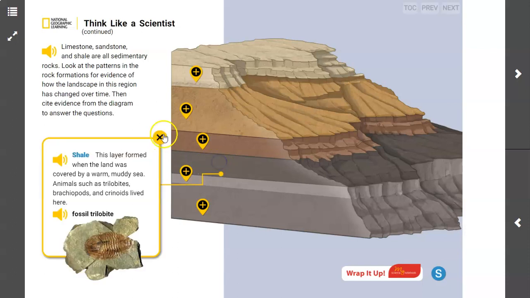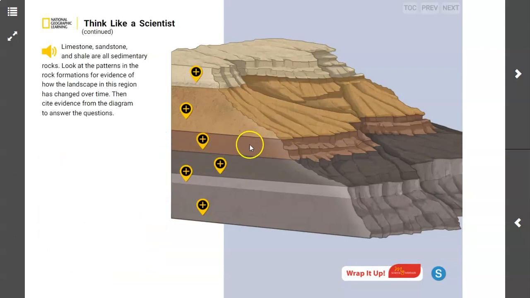Let's go to the dark gray layer. This is where we have something called shale. This layer was formed when the land was covered by a warm, muddy sea. Animals such as trilobites, brachiopods, and crinoids lived here. Okay, and here's a fossil of a trilobite that could be found in this layer.